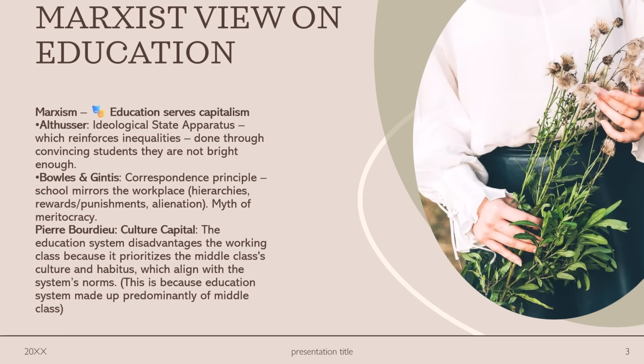Alright, then we have Pierre Bourdieu talking about cultural capital. He says that the education system disadvantages the working class because it prioritizes the middle class's culture and habitus, which align with the system's norms. So basically it puts the middle class at an advantage because they're already familiar with some of the things in the education system. An example of that is restricted and elaborated speech code. Middle class children are already taught elaborated speech code, which is similar to what's spoken in school, whereas working class children aren't familiar with that, which would put them at a disadvantage.